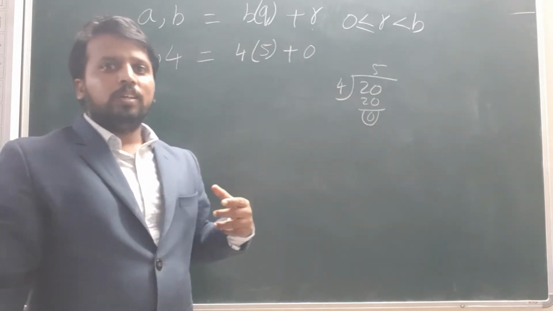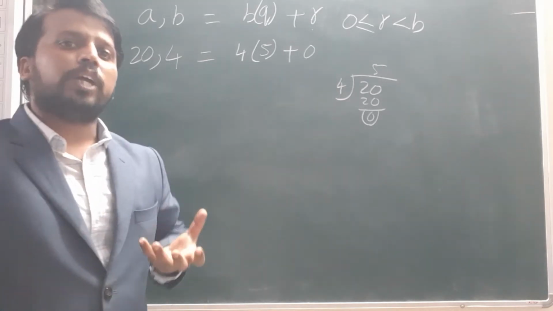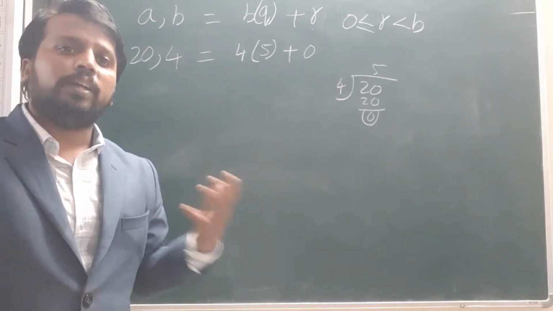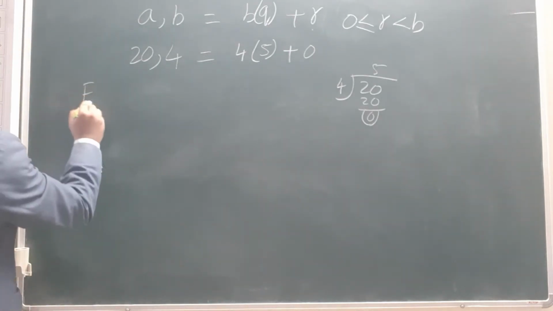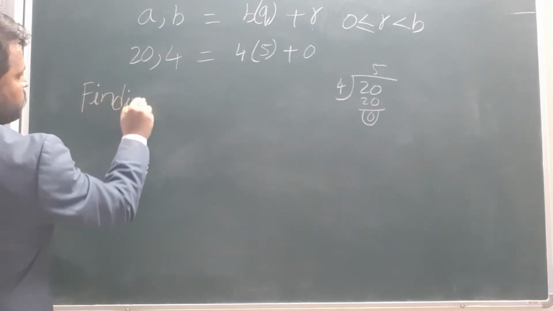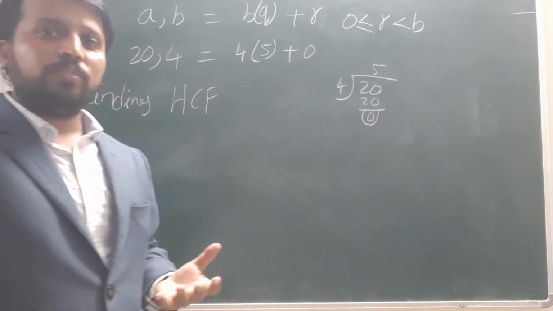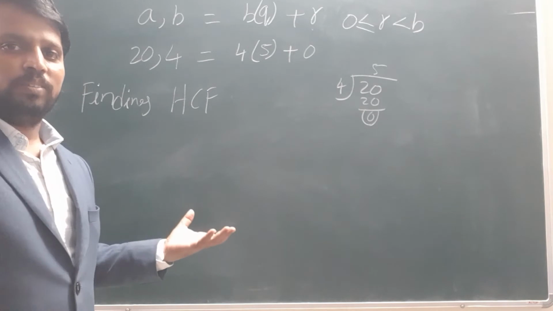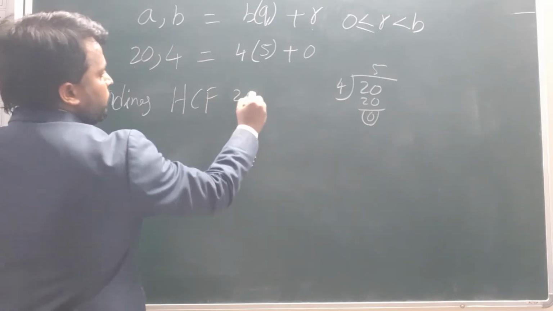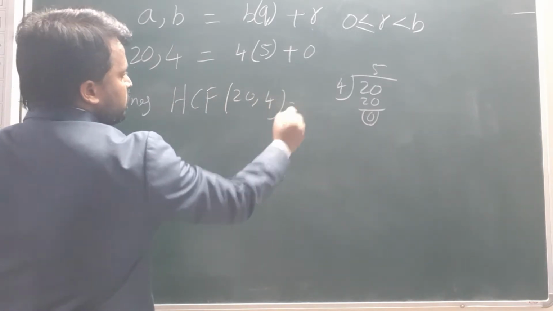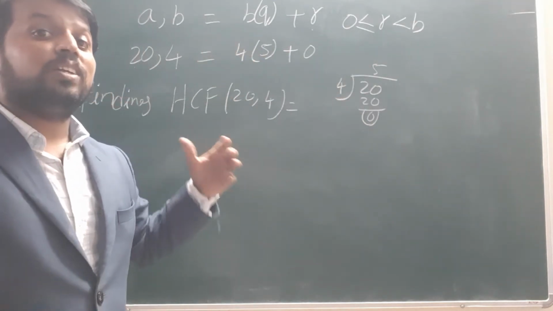So from this, what this Euclid's division lemma is trying to say, and what we are going to find out in a mathematical way, is the HCF of any two numbers. For example, HCF of 20 and 4. What is the HCF of 20 and 4? Is it the quotient or the divisor? The HCF is the divisor only.